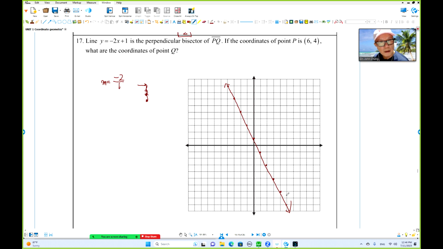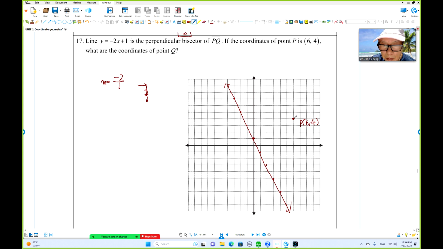This is a perpendicular bisector PQ. One point is given there. P is (6, 4): 1, 2, 3, 4, 5, 6 and 4 here. That is P, over here, perpendicular, right?